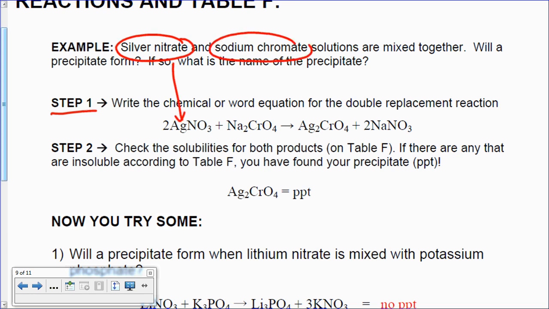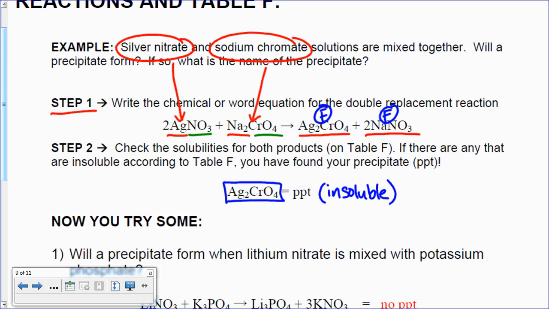And sodium chromate, we use table E to figure out the formula and the crossing down technique. They react. And we got to make the double replacement. So the silver swaps with the sodium, and the nitrate swaps with the chromate. So therefore, we have this new situation: silver chromate, see that, and sodium nitrate. So we did the double swap, so the ions changed. And now we got to check the solubilities for the products on table F. So we're going to check these on table F: silver chromate and sodium nitrate. If you look at silver chromate on table F, it says that it is insoluble, so it would make a precipitate.